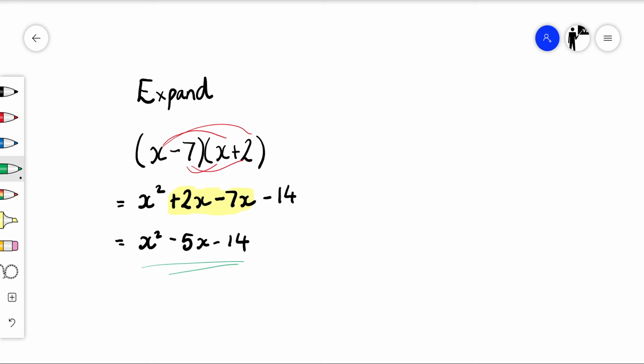But remember, we've always spoken about the cyclical nature, that if we expand brackets, our answer could be factorised back into brackets. So it holds that if I was asked to factorise this, this will be my answer.